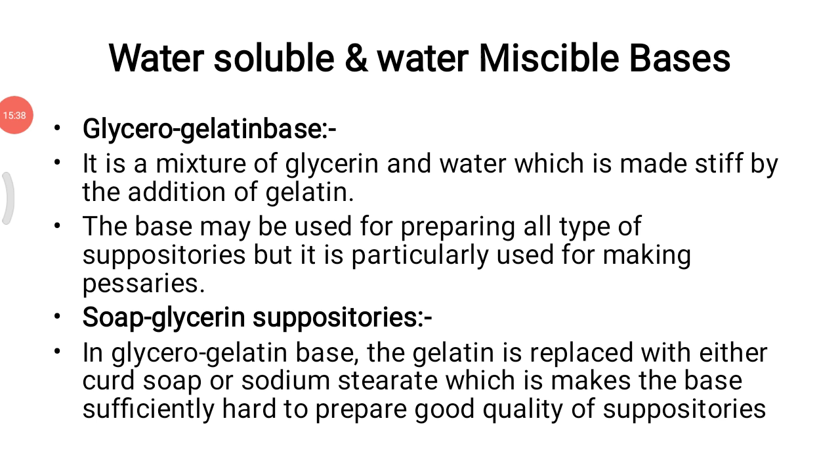Then next one is the soap glycerin suppositories. Under this point they say in glycerol gelatin base the gelatin is replaced with either curd soap or sodium stearate, which makes the base sufficiently hard to prepare good quality suppositories. Soap also helps in the evacuation action of glycerin. The main disadvantage of this base is that it is very hygroscopic. Therefore, the suppository prepared with this base must be protected from atmosphere and wrapped in wax paper or tin foil.